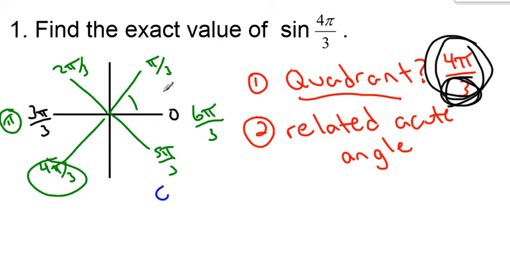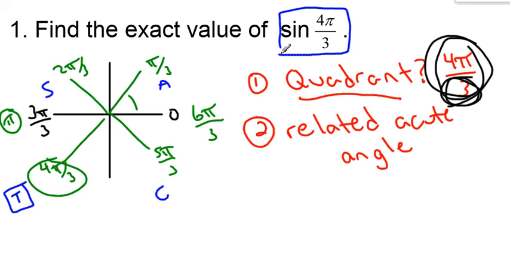So using the CAST rule, what do I know about this angle? Well, I know that it's in the tangent quadrant, which means that only tan and cotan are positive. Because it's sine and not tan, I know my answer will be negative. So I already know that sine 4 pi over 3 is a negative value. I just don't know what it is yet. What else do I know already from my diagram?